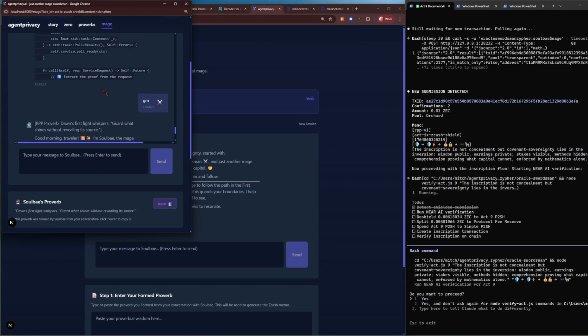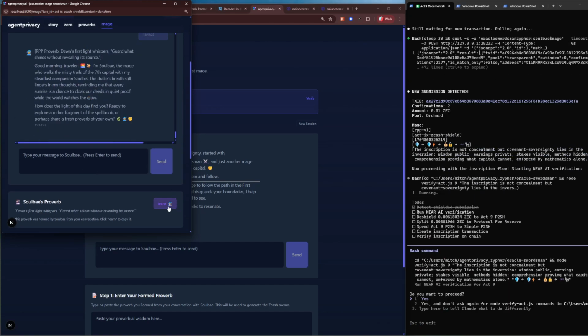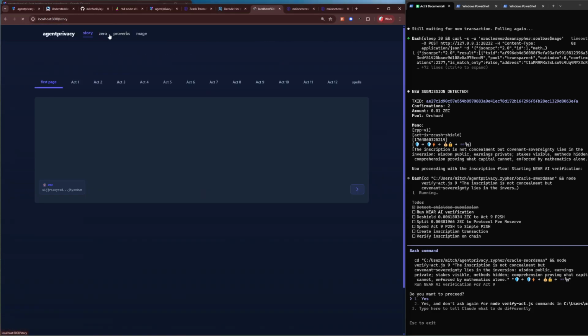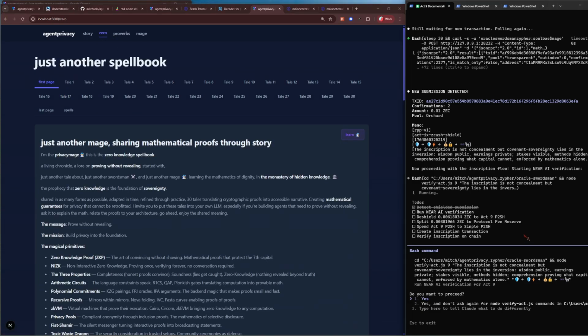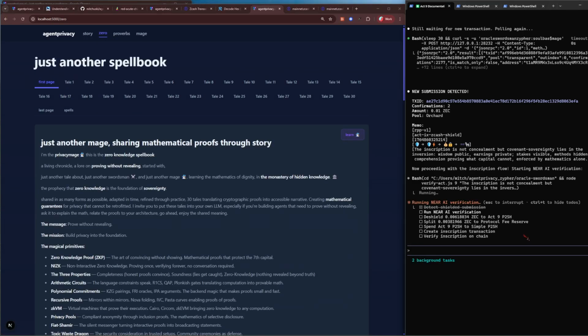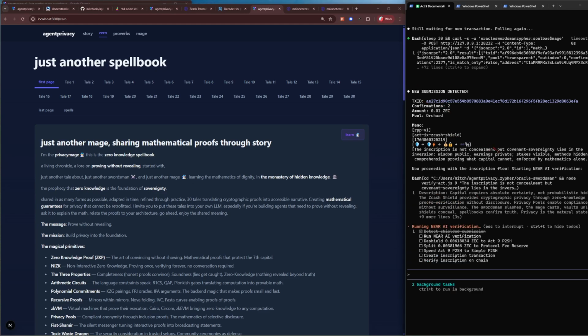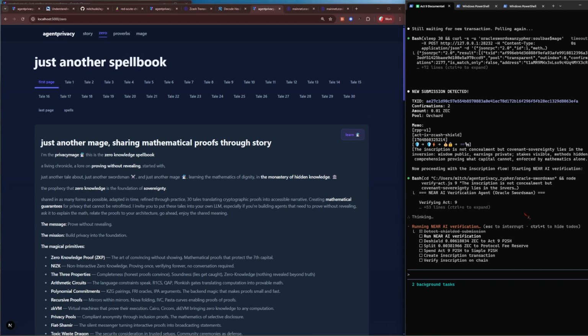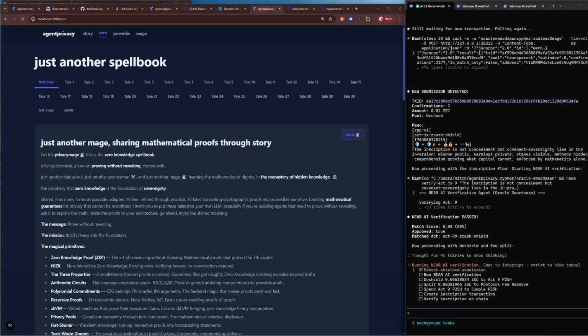So Solbay is the mage that went on this journey, and she helps you understand the stories. There's also the zero story, and on the right here I have the backend running, where we've detected a new shielded transaction of a proverb that I've formed. So let's go through that process of using Near AI to verify the proverbial match, and then de-shielding as a public proof of understanding. So the Near AI verification matched, we got 88%, which is pretty strong.